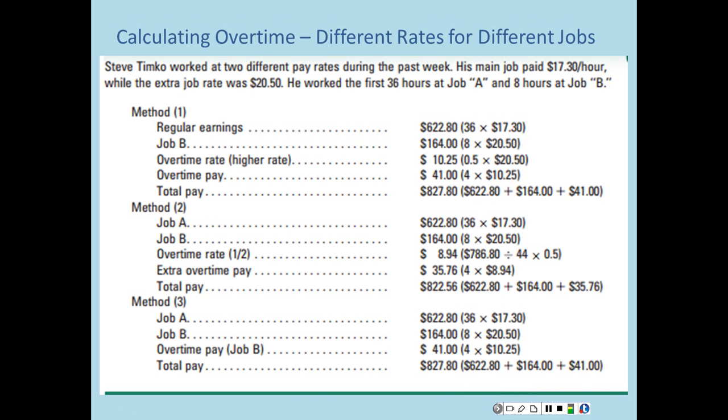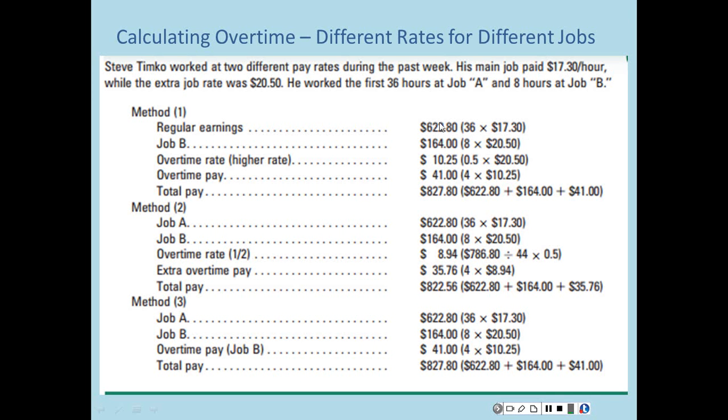So let's look at these three methods here of calculating overtime using these three ideas, where we do the higher rate, which is this first method. We do the rate you were actually at when you worked the overtime, which is the last method. And then the second method is a weighted average of those rates.